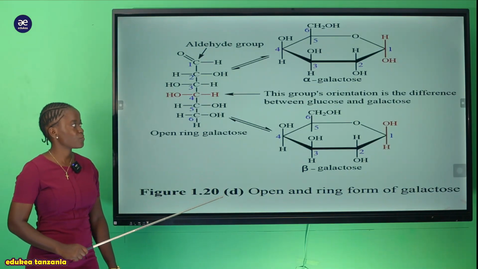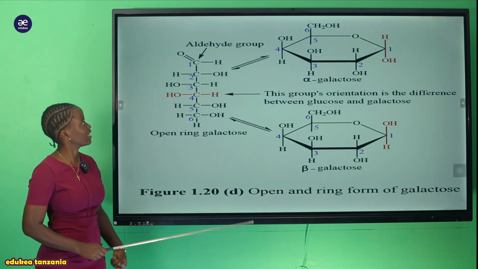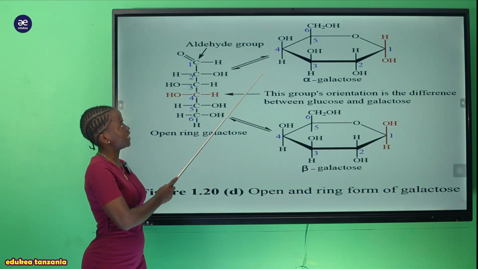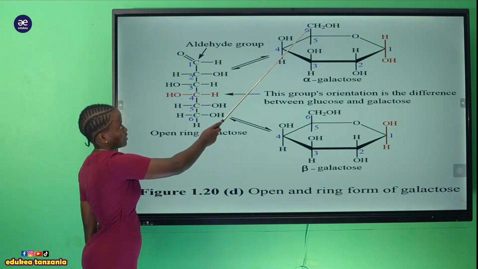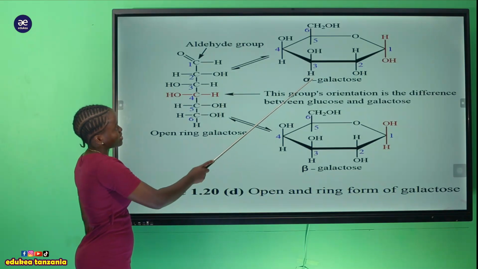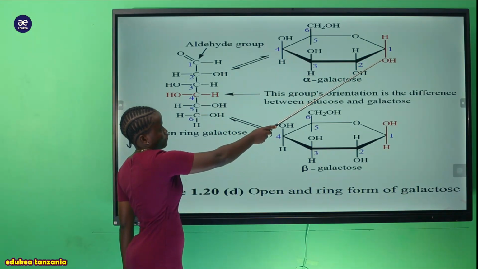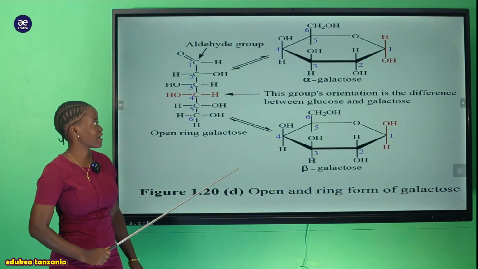Sasa tuje tuangalie, je, kutakuwa na utofauti gani kati ya galactose pamoja na glucose? Since the glucose we have already seen. So now let's see the aldehyde group which is found within it. So we have, these are the 6 carbon atoms. So this one is alpha galactose. Is due to the presence of hydroxyl group on the below structure or on the below surface.